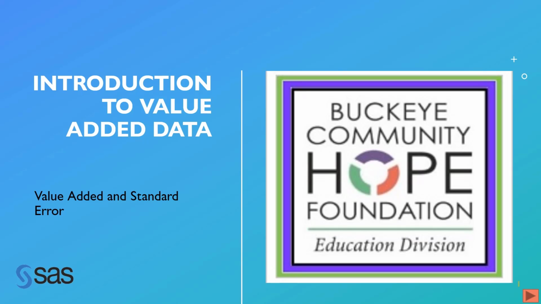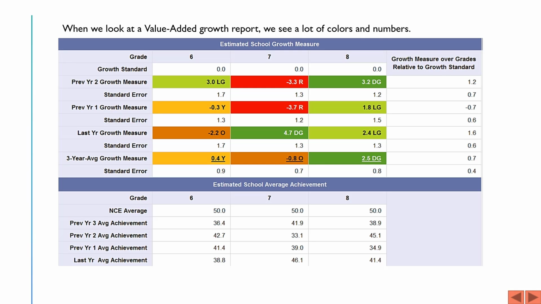So we're going to take a look at some data, and we'll take a look at the standard error and kind of briefly talk about how it's calculated. Let's take a look at a typical value-added growth report. This would be the one used for grades 4 through 8 that take the tests consecutively, like for math tests in grades 4, 5, 6, 7, 8, compared from year to year.